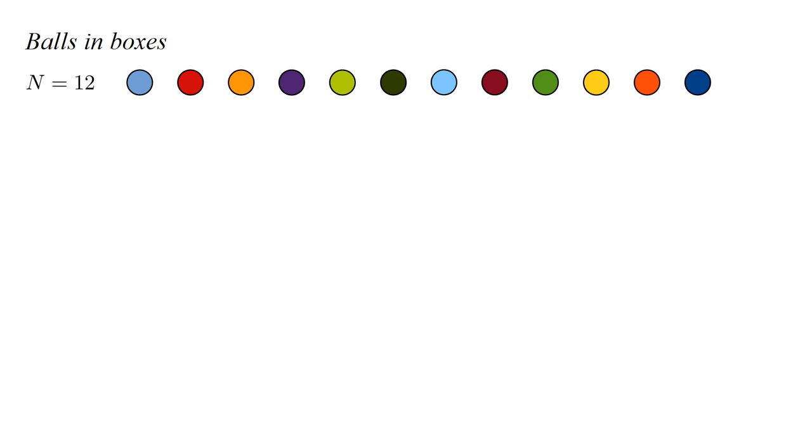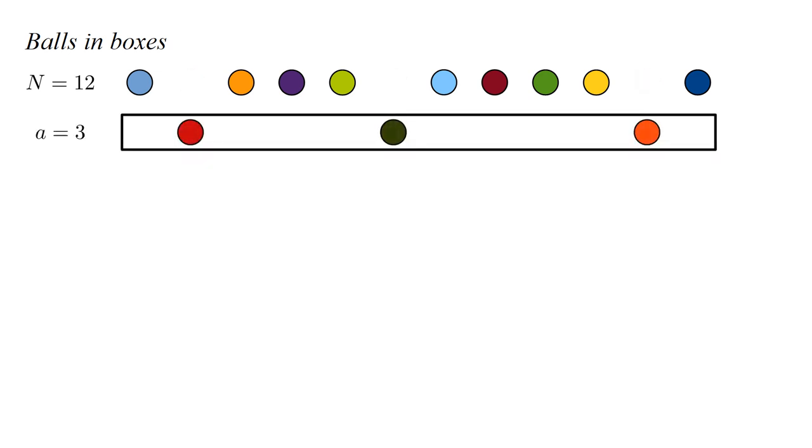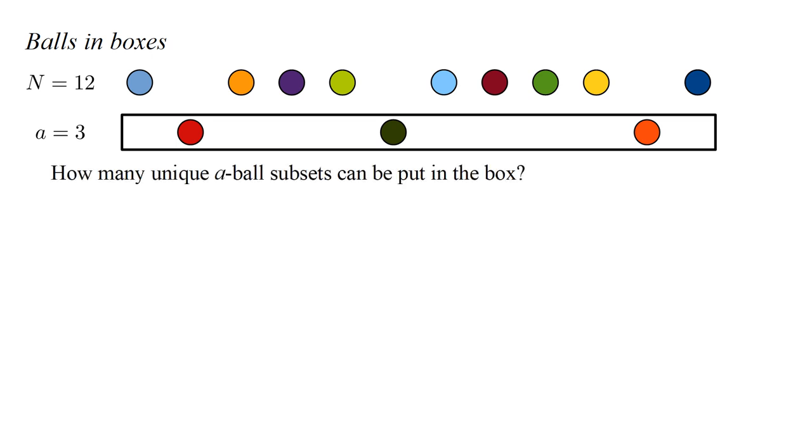The brute force approach to calculating probabilities is only practical for a small number of coins. By considering the process of distributing a number of balls among various boxes, we can derive simple mathematical expressions for the probabilities of, among other things, the coin flip problem. Suppose we have n equals 12 balls, each a distinct color, and we put A equals 3 of them in a box. How many ways can we do this? That is, how many unique A ball subsets can be formed from a set of n distinguishable balls?